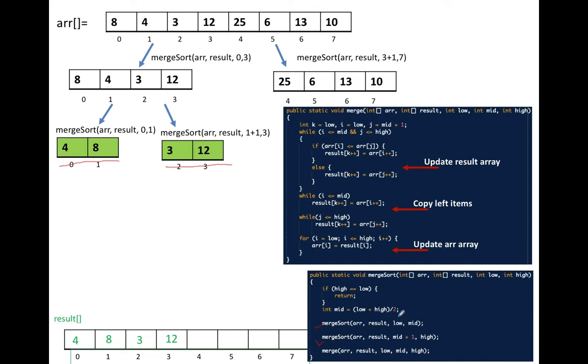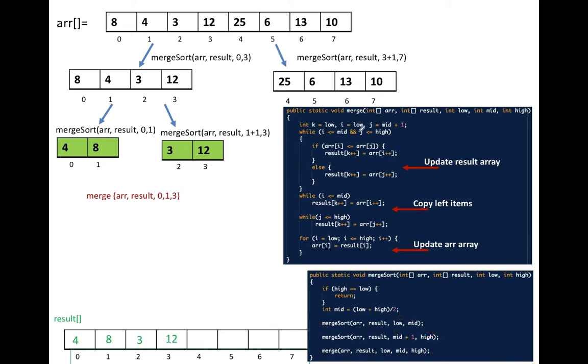Here the value of low is 0, the value of mid is 1, and here the value of mid is 1 plus 1, and the value of high is 3. So these two calls are processed and we get the left subarray sorted and the right subarray also sorted. Now it is time to call the merge method. So this is my merge call, where the value of low is 0, the value of mid is 1, and the value of high is 3. 0, 1 and 3, and we call this merge method.